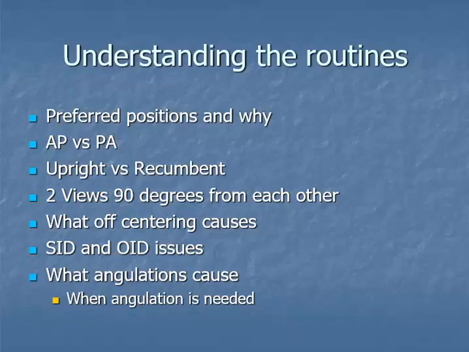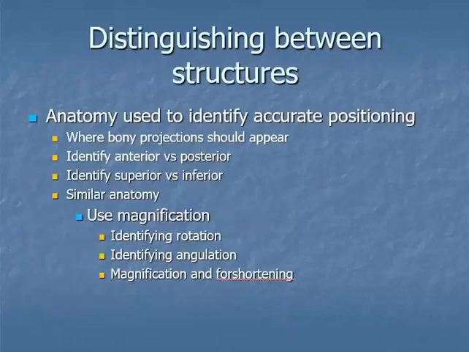So SID and OID issues are going to give you things like magnification and loss of sharpness of recorded detail. Angulation, again, is going to give us unnecessary angulation. It is going to give us foreshortening, or I'm sorry, elongation most of the time. That's angulation of central ray. Angulation of anatomy is going to give us foreshortening.